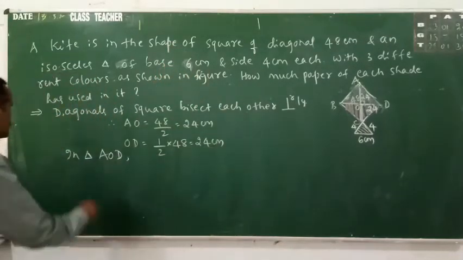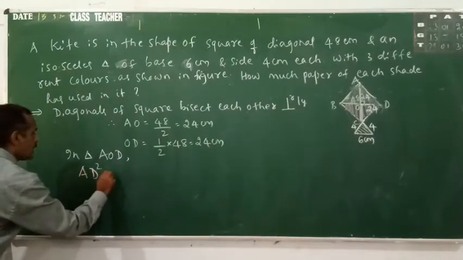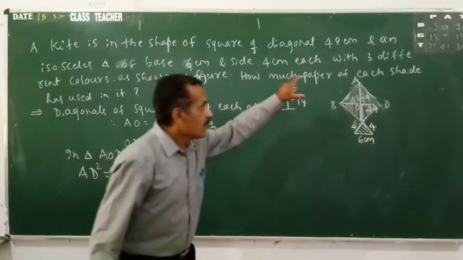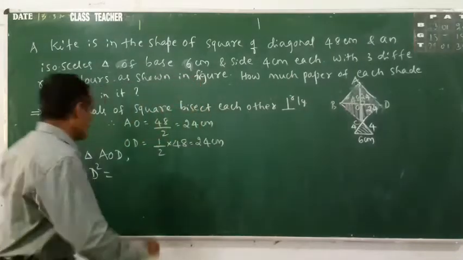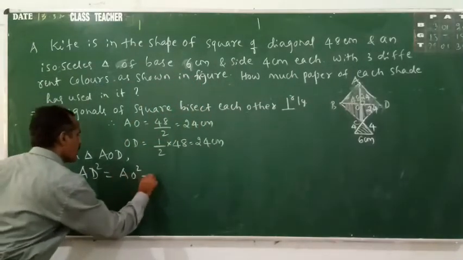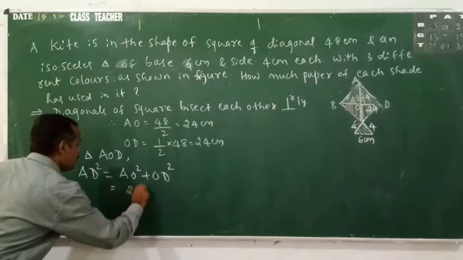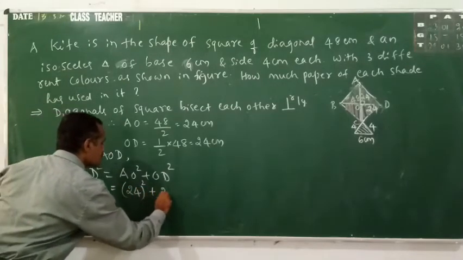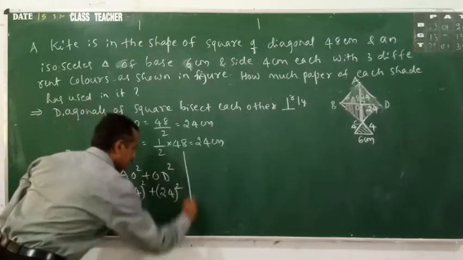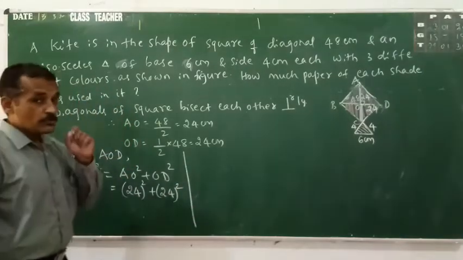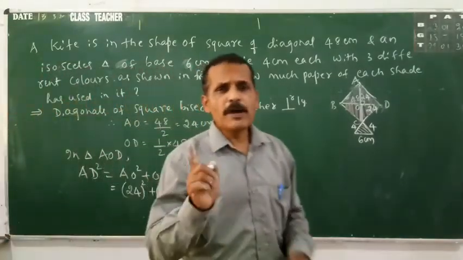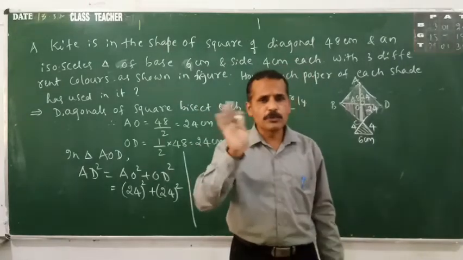AD square is equal to AO square plus OD square, which is equal to 24 square plus 24 square. Now listen to me. No need to find 24 square, 24 into 24, no need to multiply.